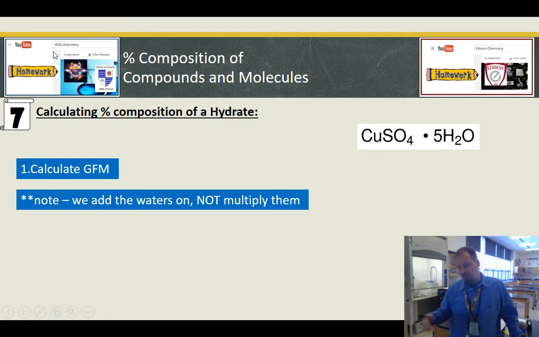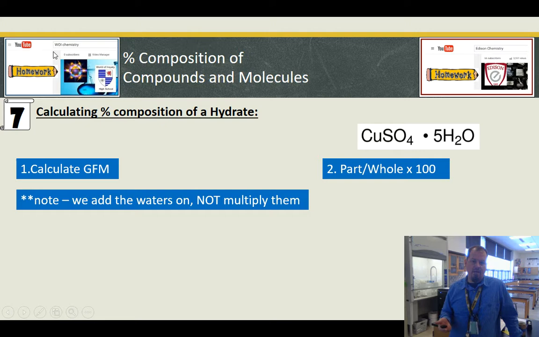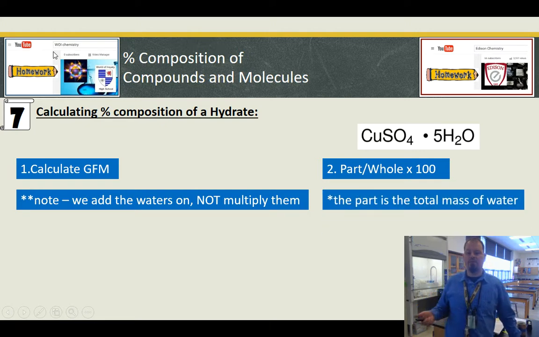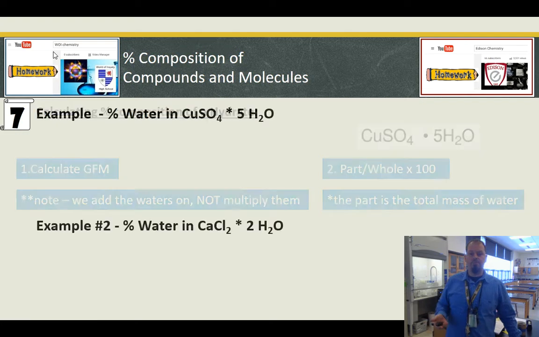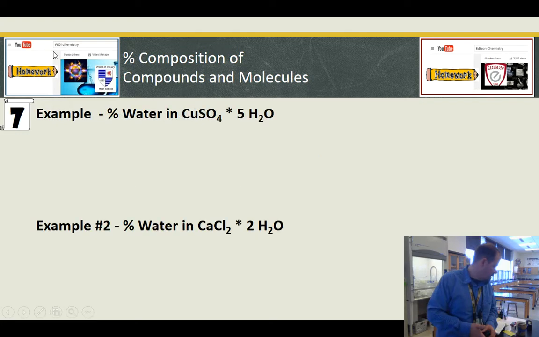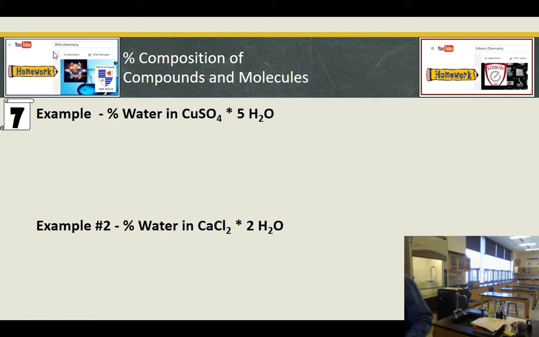So when I calculate the gram formula mass, I just add them in though. Okay, there's 5 of them, and I have to add them 5 times. Then I do part over whole times 100 again, and this time I'm going to do it for just the water. So for hydrates, we do it for just the water. So let's dig right in. Let's calculate the gram formula mass first.